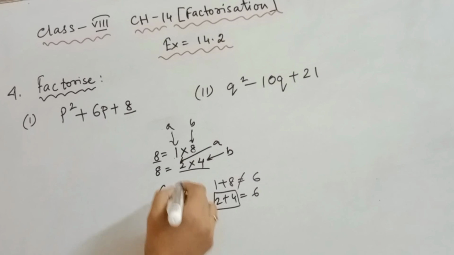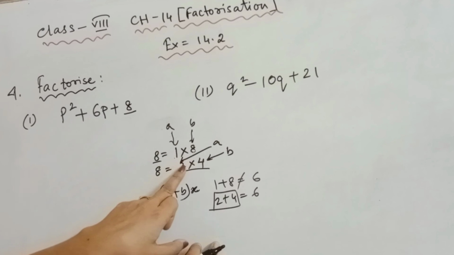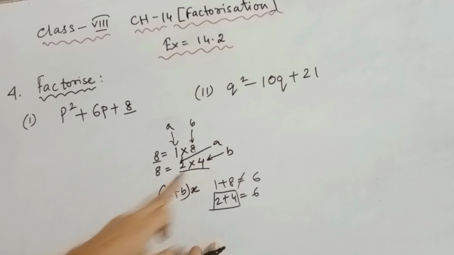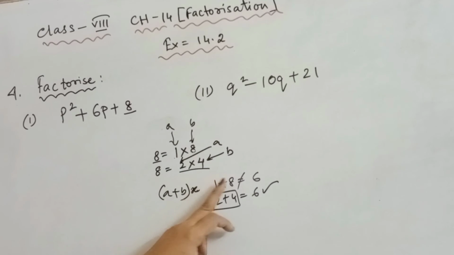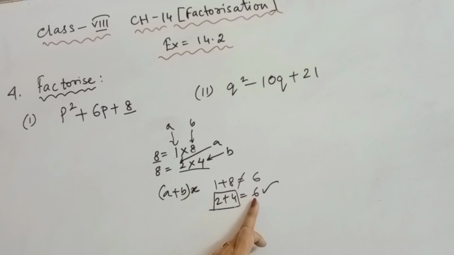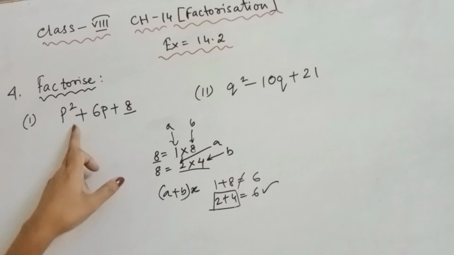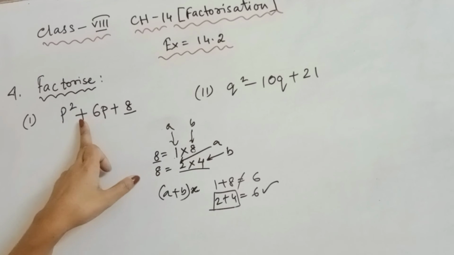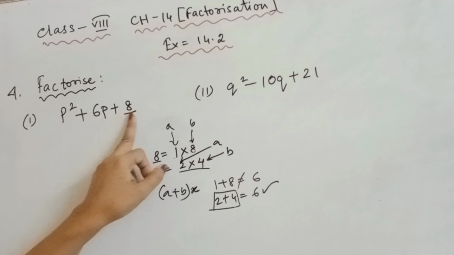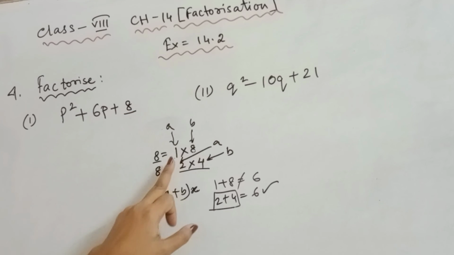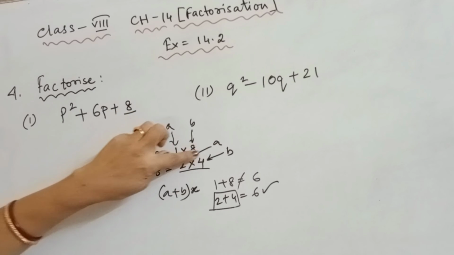For this sum, this one will be the correct choice for A and this one for B. You can understand that 2 plus 4 is equal to 6, but 1 plus 8 is not. If I subtract, 8 minus 1 will be 7 and 4 minus 2 will be 2. In that case, as all the signs we can see are plus, we have to select positive, meaning addition only.